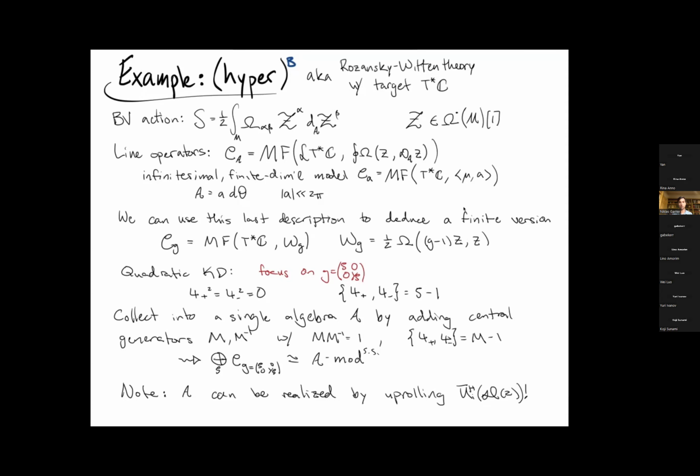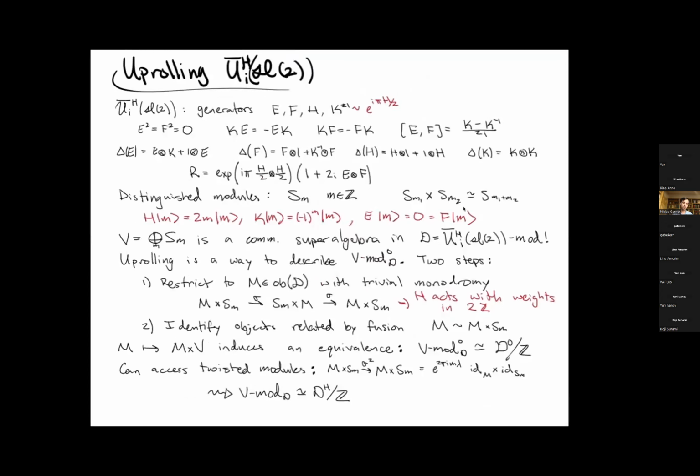Were there any other questions? Okay, great. So the next thing I wanted to talk about is this uprolling procedure. This goes back to work of Thomas Creutzig and many of his collaborators. I'll mention what that motivation was, but let's just take it step by step. We're going to start with the quantum group I mentioned, the unrolled restricted quantum group for SL2 at q equals i. This has generators E, F, and H, my SL2 triple, as well as a group-like generator K with its inverse, K inverse.